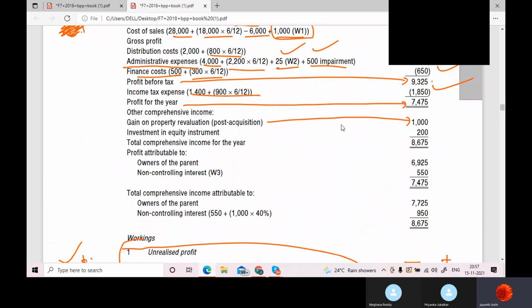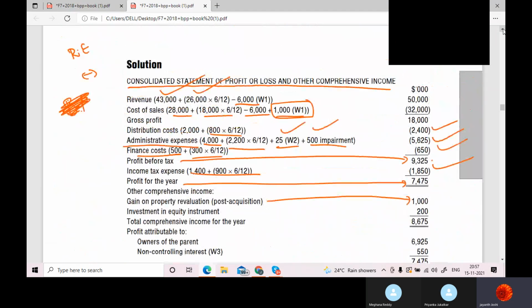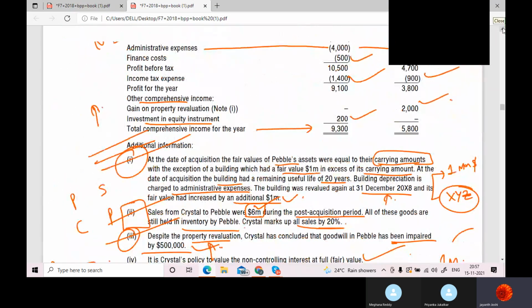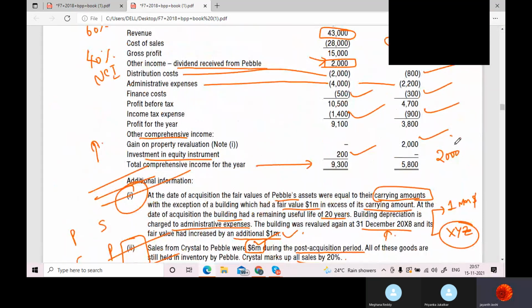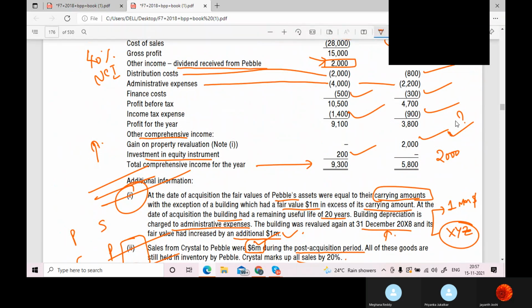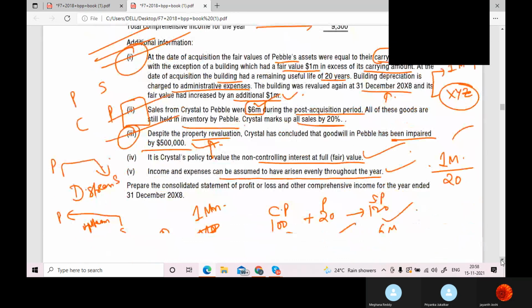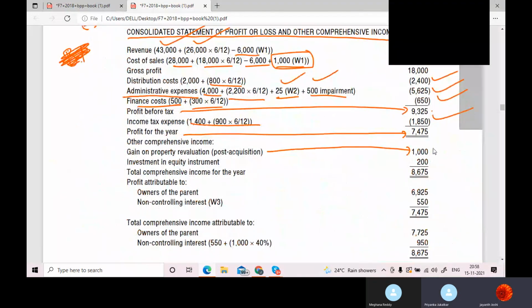So the gain on property revaluation is altogether 2000, sorry. But we will take pre-acquisition or post-acquisition in the books. Post-acquisition. So the post-acquisition revaluation gain is taken.